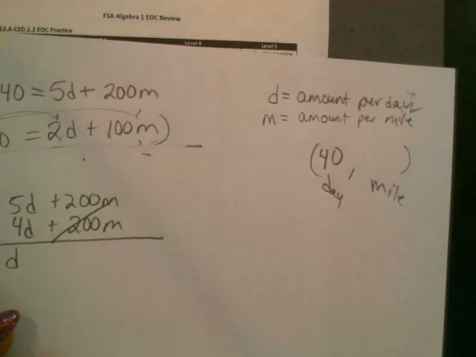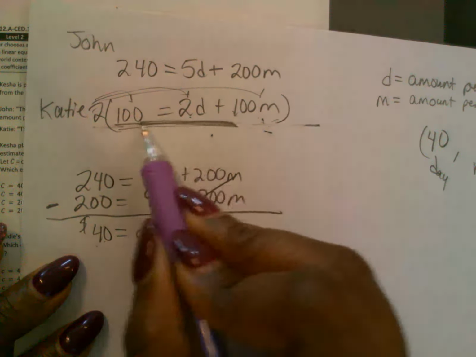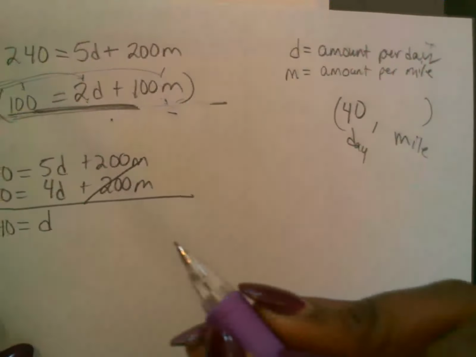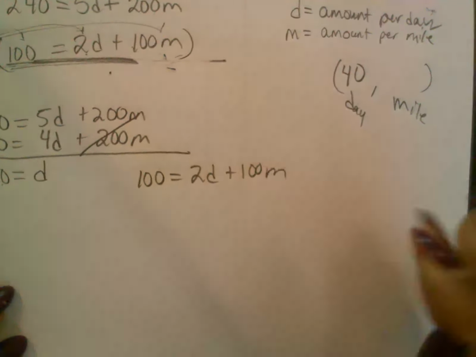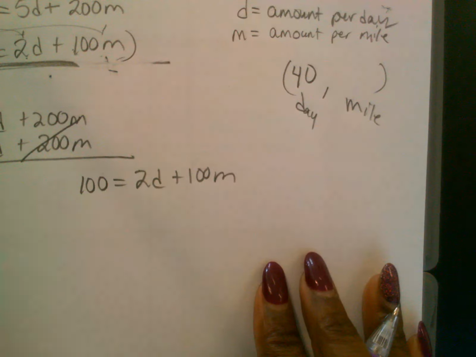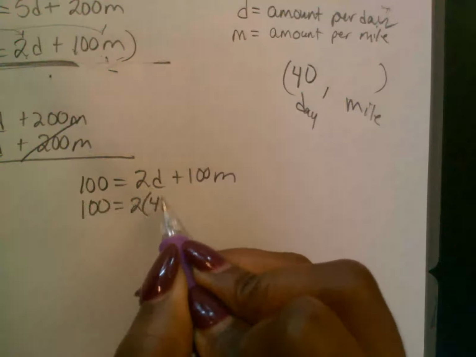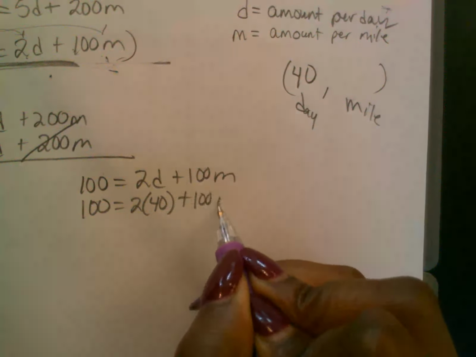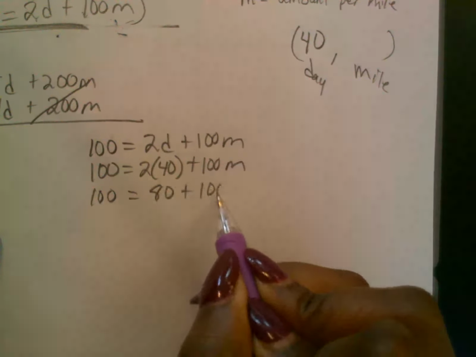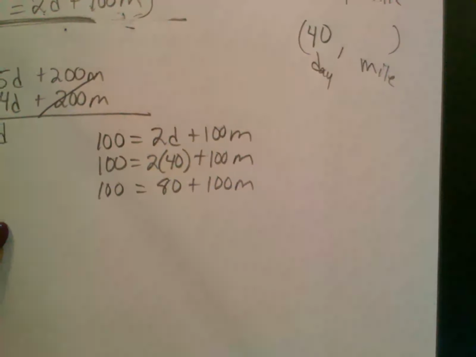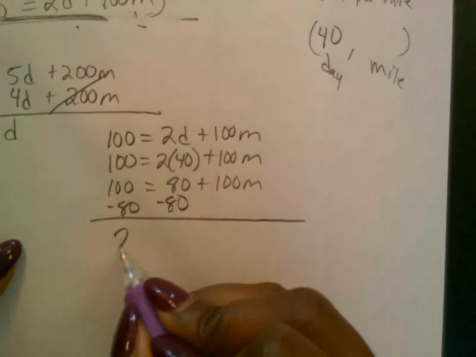The amount per mile. Now we take the amount per day and plug it into one of these equations. I'm going to use the second equation because that is the easiest one. I'm going to rewrite it: 100 equals 2D plus 100M. Now I substitute 40 in for D, so 100 is equal to 2 times 40 plus 100M. When I solve this, it gives me 80 plus 100M. To solve for M, subtract 80 on both sides.